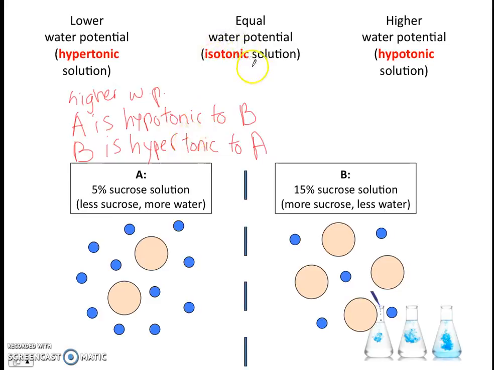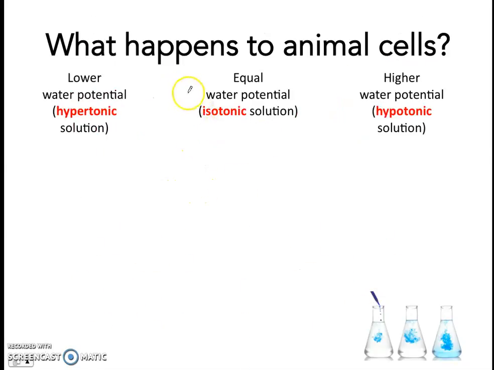Now isotonic means that the two solutions have the same concentration. So for example, if we had a 5% compared to a 5% solution, then we'll say that the two of them are isotonic to one another. Sounds like your isotonic drinks. But basically, the isotonic drinks that you drink have a concentration of water that is similar to your body fluids. That's why we call it an isotonic drink. Alright, so get your head around hypertonic, isotonic, and hypotonic. Alright, let's come back to our table here.